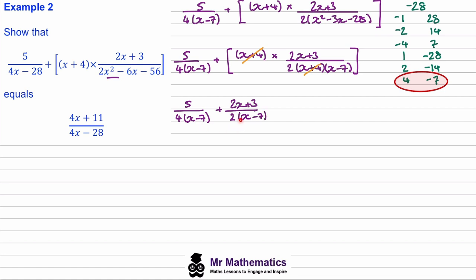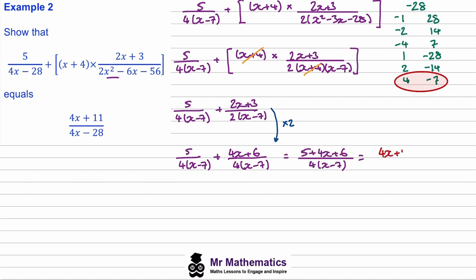And now to add these two fractions together, we need a common denominator. So all we need to do is multiply the numerator and denominator of the right fraction by 2. So we'll get 4x plus 6 over 4 lots of x minus 7. And now we've got that common denominator, we can write this as a single fraction. And collecting the terms on our numerator, we get 4x plus 11 over 4x minus 28. Okay?